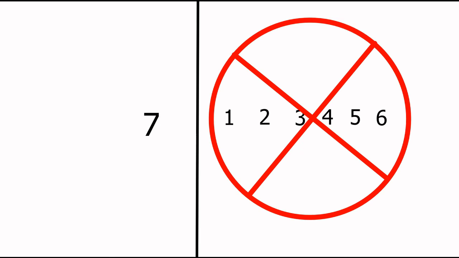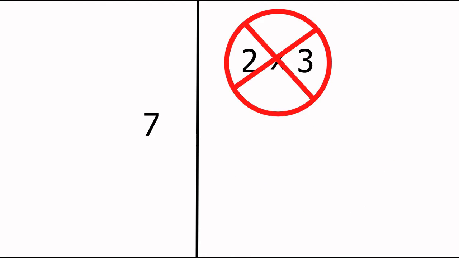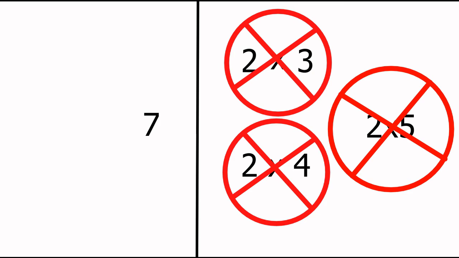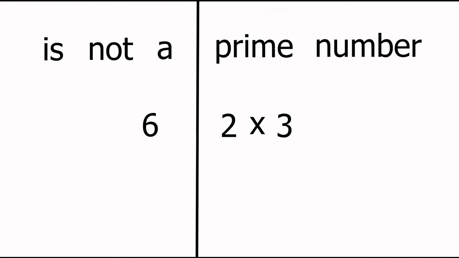So take the number 7. There are no two integers below the number 7 that, when multiplied together, will make the number 7. So I cannot say multiply 2 times 3 or 2 times 4 or 2 times 5, etc. to make 7. But let's take the number 6. Now you can make 6 by multiplying 2 times 3. So that means 6 is not a prime number.